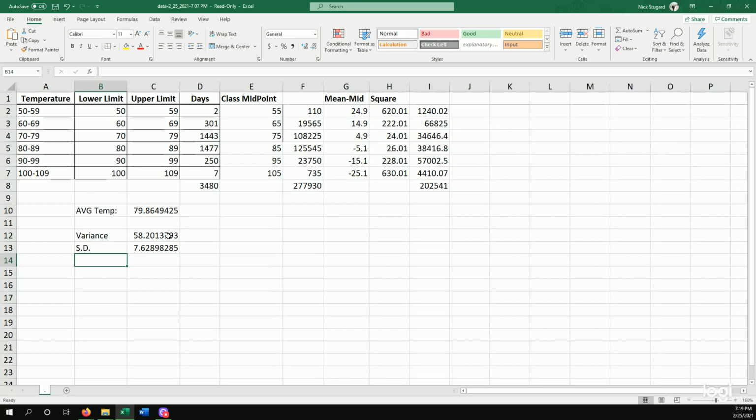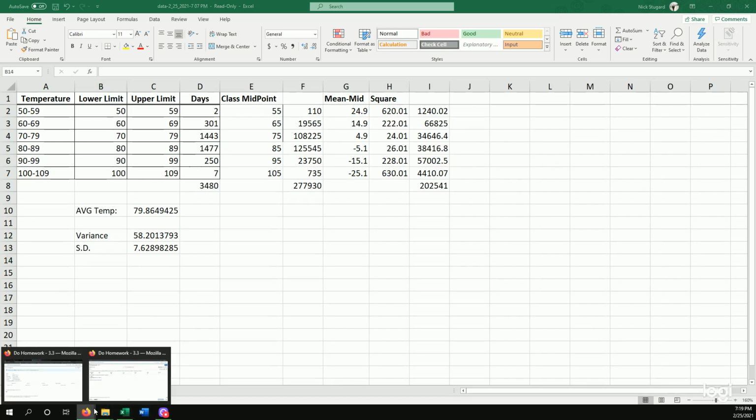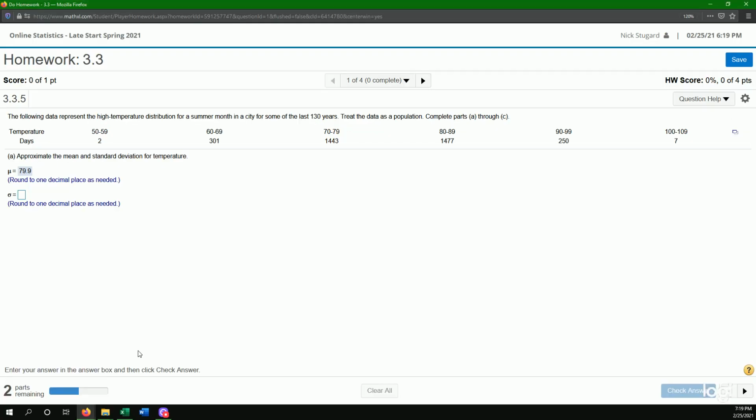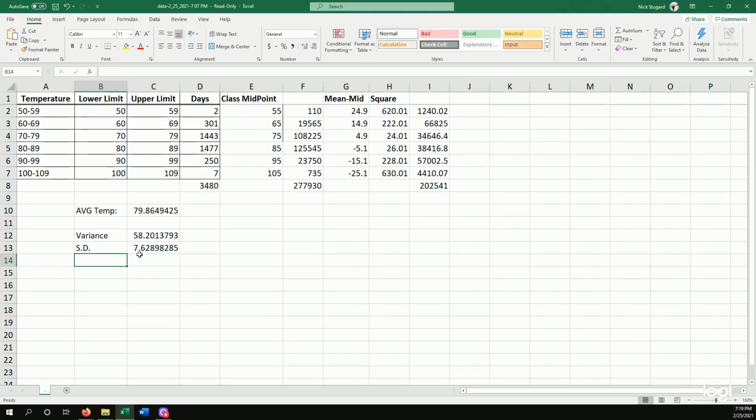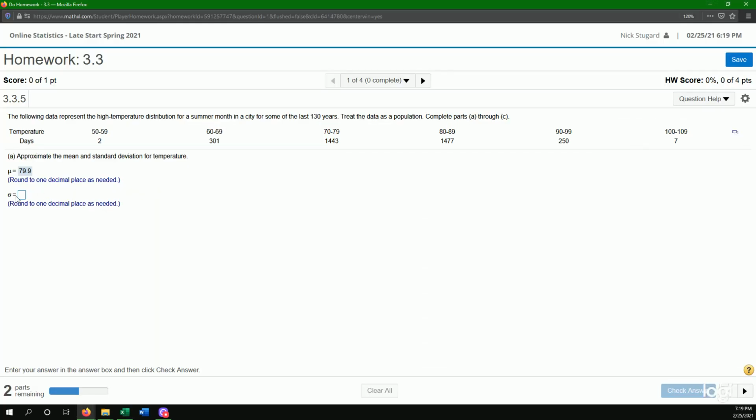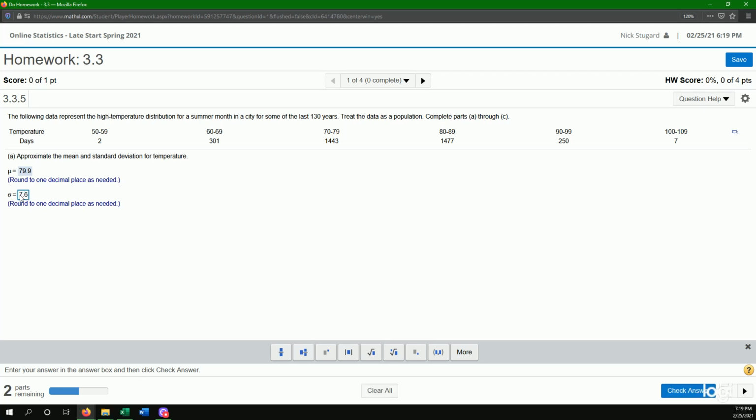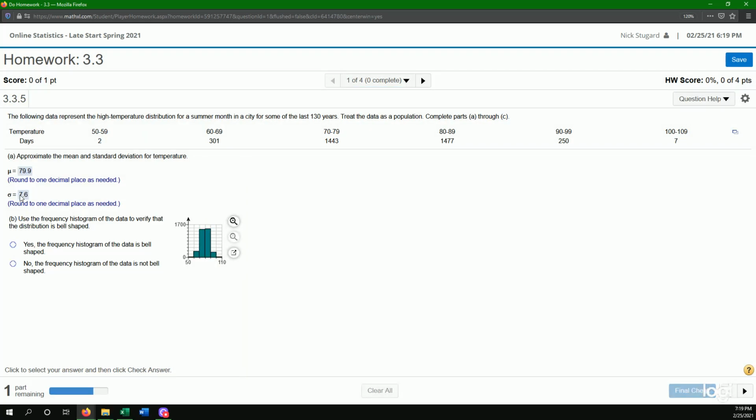Let's double check how many decimal places they wanted us to go to. Back to the homework, 1 decimal place, that's what I figured. So 1 decimal place, 7.6, the next number is a 2. So yes, we're going to keep that as 7.6. So 7.6, and we're done.